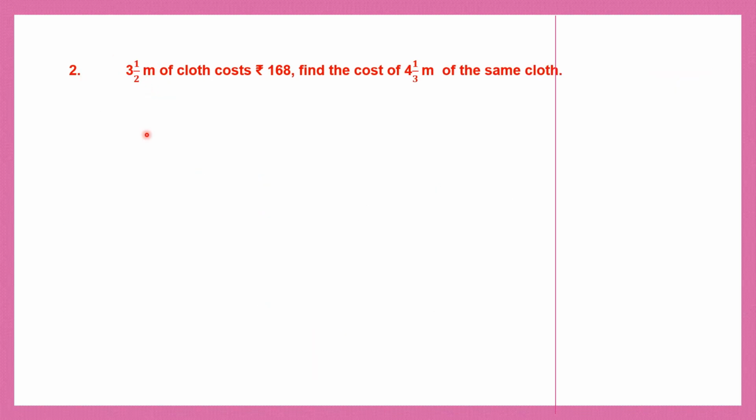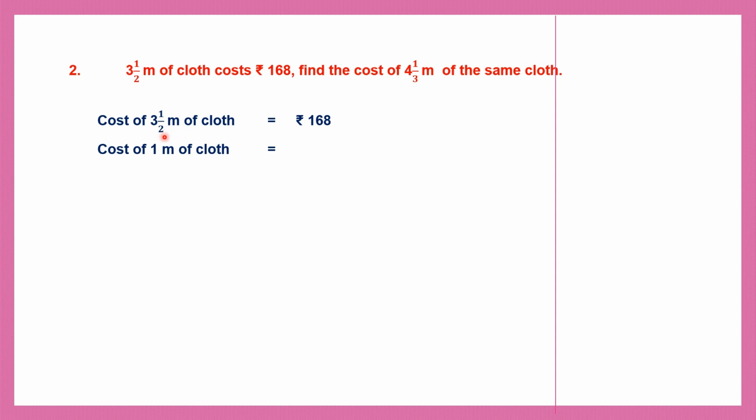Question 2. 3.5 meters of cloth costs 168 rupees. Find the cost of 4 1/3 meters of the same cloth. So we have not been told the cost of 1 meter. So we have to first find that and then find the cost of 4 1/3 meters. So this is given to us. Let's write that down. Cost of 3.5 meters of cloth is given to us. Now we have to find the cost of 1 meter of cloth.